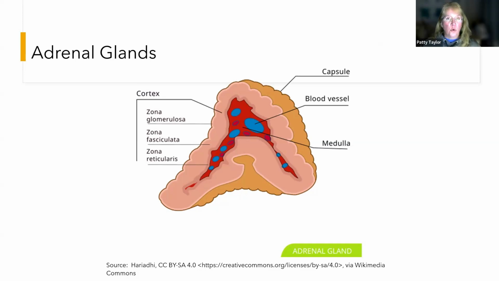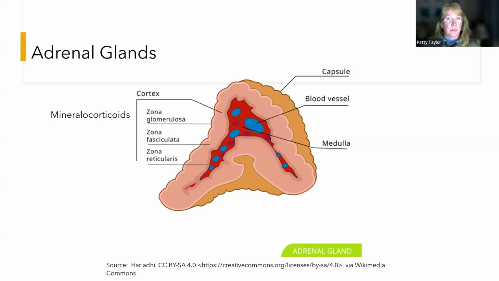So the outer cortex region makes corticoid or steroid-based hormones. Let's go through the three regions called zonas. So zona glomerulosa is the most superficial region. It makes a class of hormones that are called mineralocorticoids. Hey, there's that corticoid suffix. Corticoid means I am a steroid hormone made by the adrenal cortex. Anytime you see corticoid, keep that in mind.